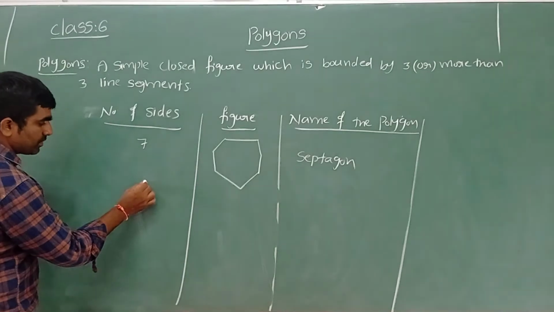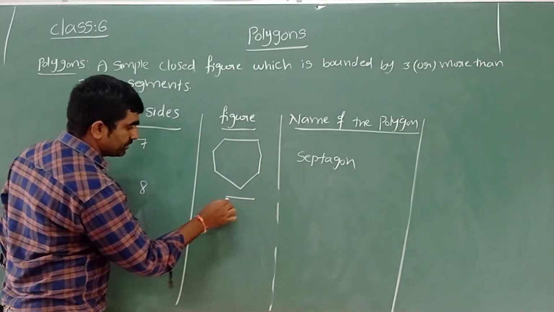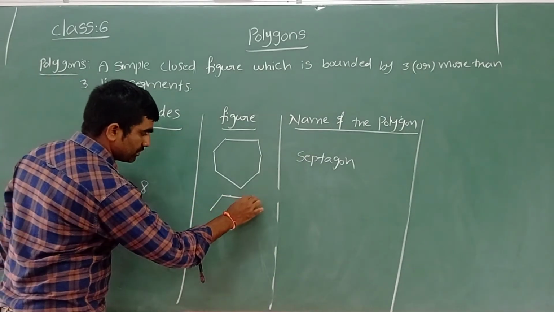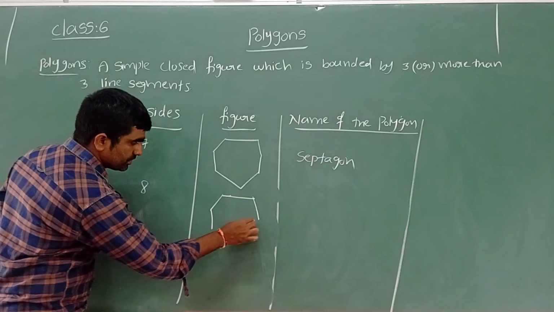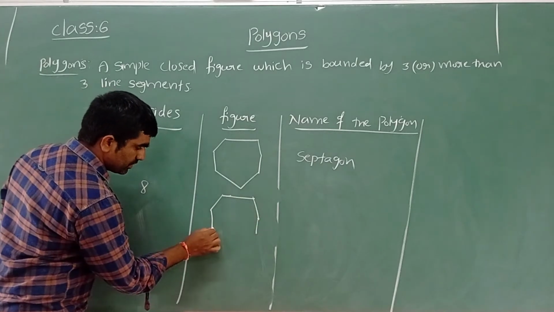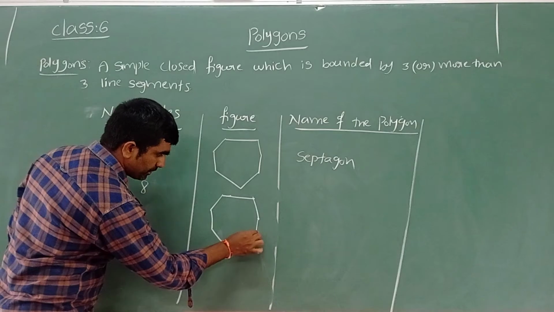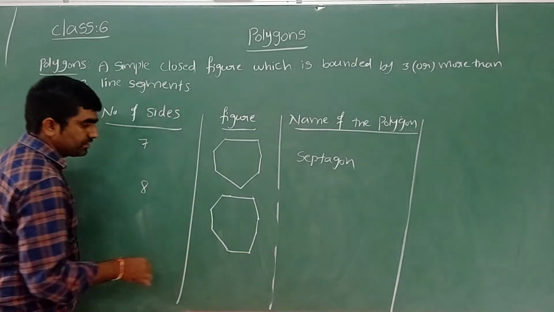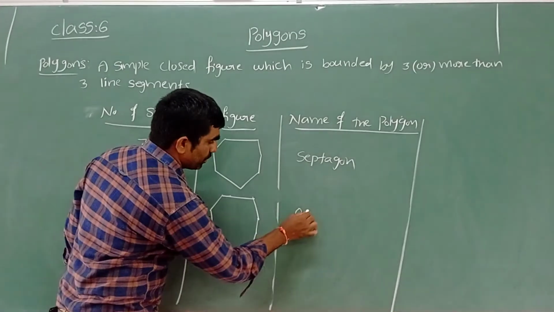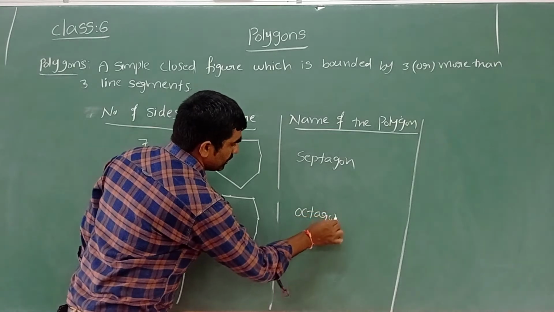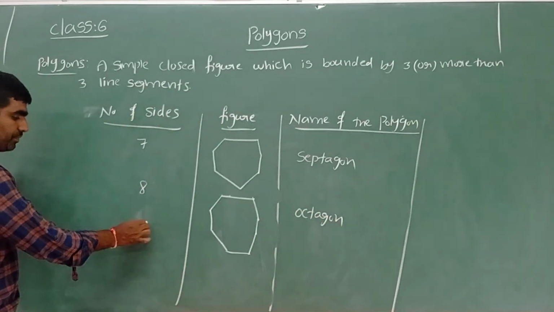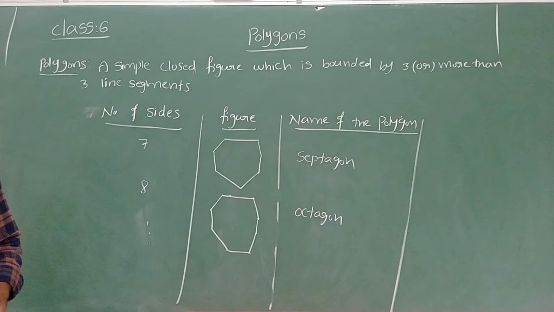If a polygon has, suppose, 8 sides: 1, 2, 3 sides, 4 sides, 5 sides, 6 sides, 7 sides, 8 sides. It is called an octagon. What do you call it? It is called an octagon. So like that we can divide polygons based on the number of sides.